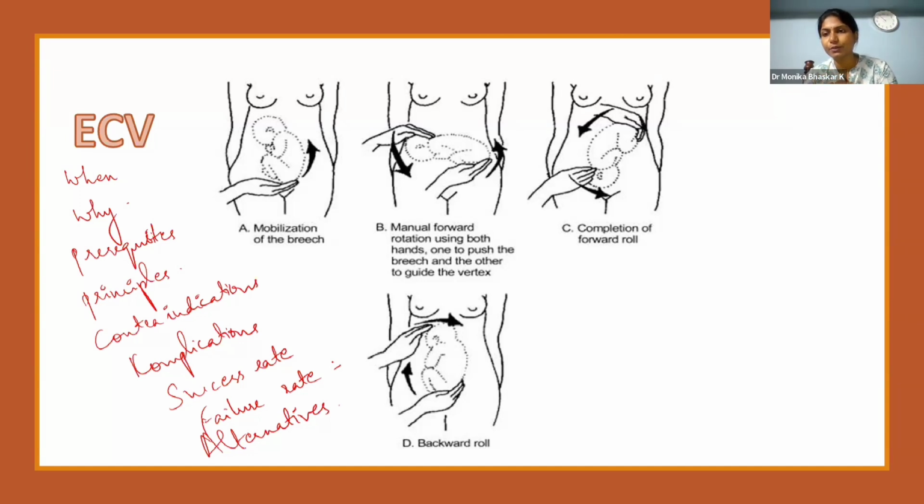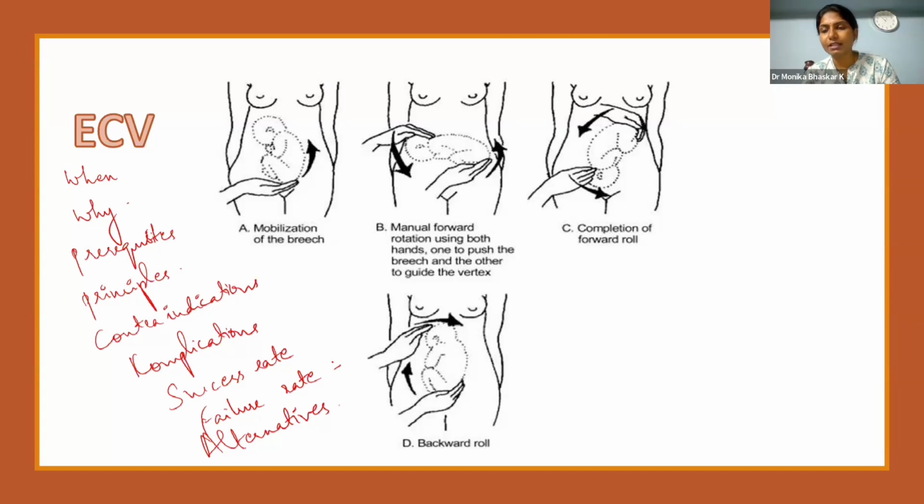There should not be oligohydramnios or polyhydramnios. The baby should be average size, that is between 2.5 to 3.5 kg. So all these are the prerequisites for doing an external cephalic version. The membrane should be intact and the mother should not be in labor. The uterus should be relaxed.